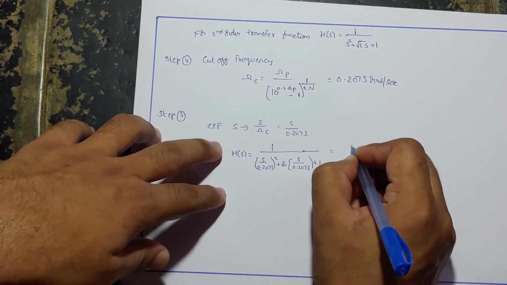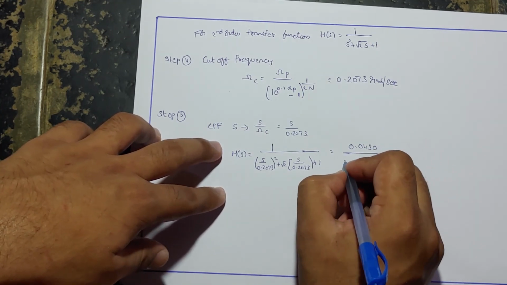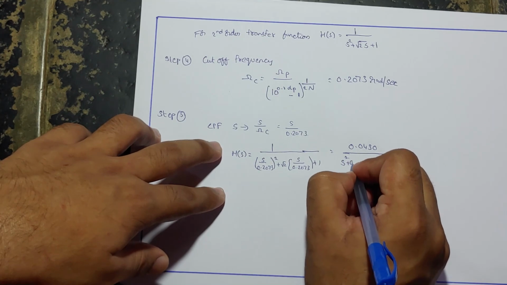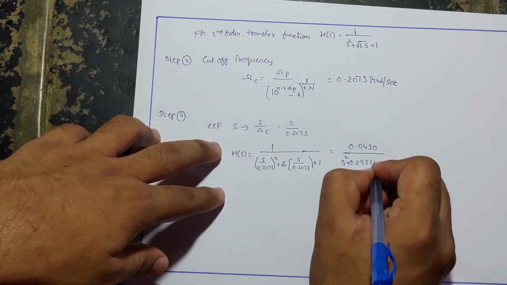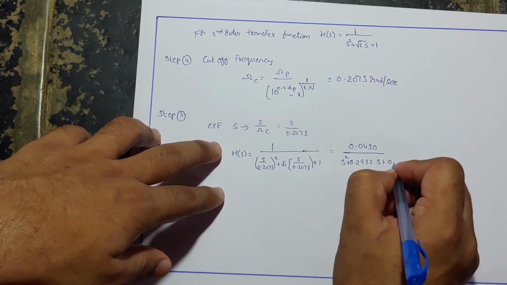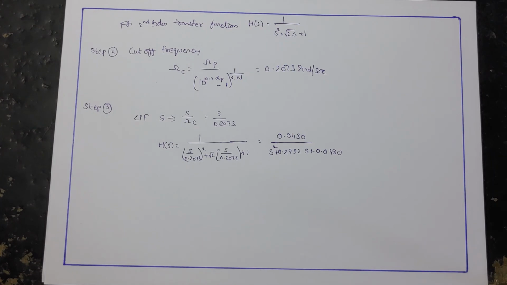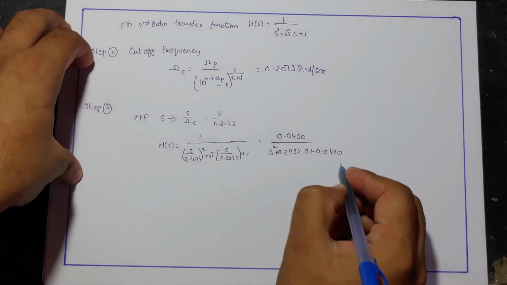By solving, we will end up with 0.0430 by S square plus 0.2932 S plus 0.0430. For the impulse invariance method, we can stop the calculation here.